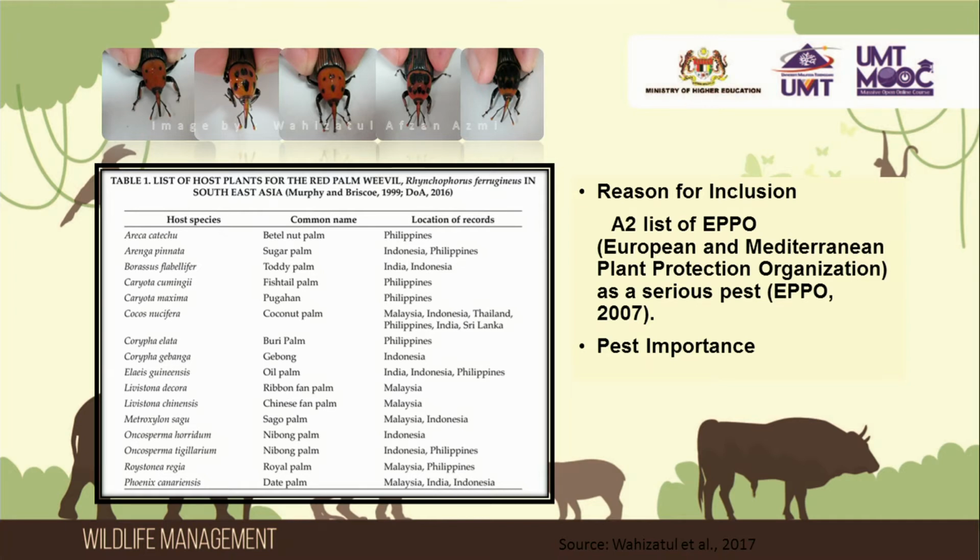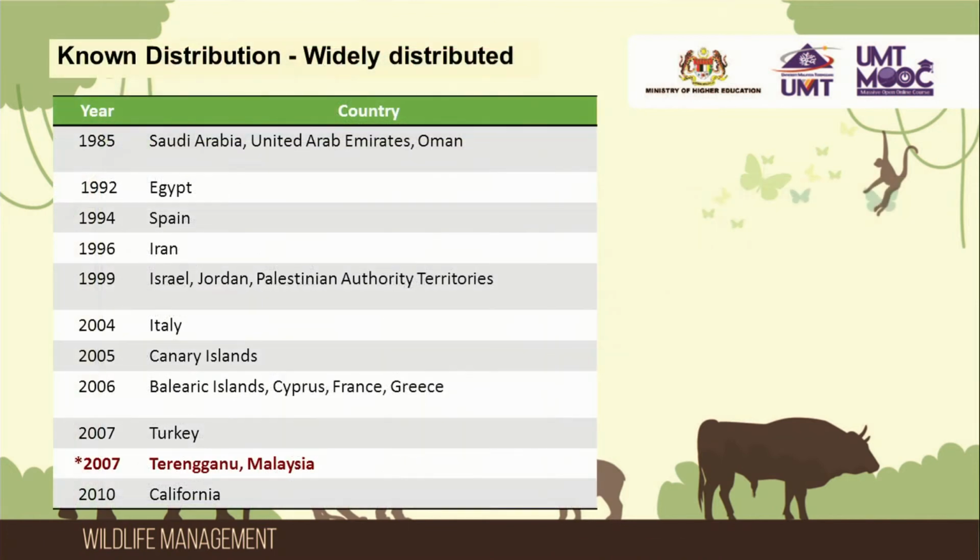The RPW is most destructive on date palms, especially in the Middle East. In India and Sri Lanka, RPW is reported to be a serious pest of coconut and oil palm, and it can completely destroy the plants. In 1994, the RPW was found in southern Spain and other European countries. This weevil was first reported in the east coast of Peninsular Malaysia in early 2007, where it is now causing severe damage to coconut palms.